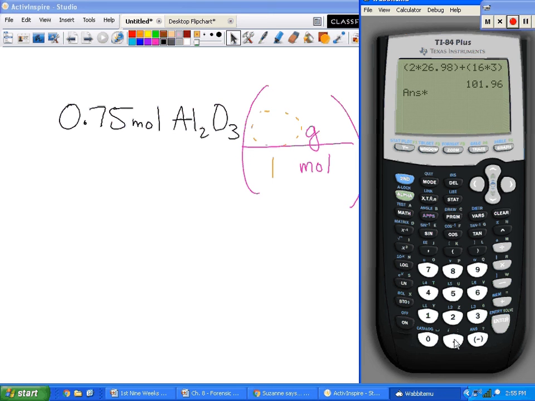But I need 2 sig figs. 76. Okay. Now, why don't you say, well, the 7 makes that 4 a 5, so that makes that 6 a 7? You don't. Very good. You don't double round. Just look at the very next number. So it should be 76 grams of aluminum oxide.